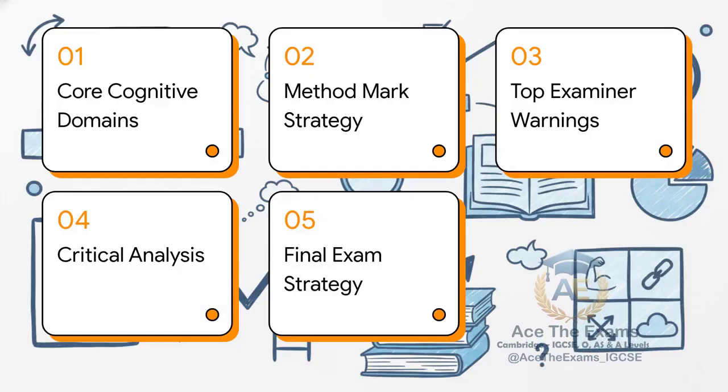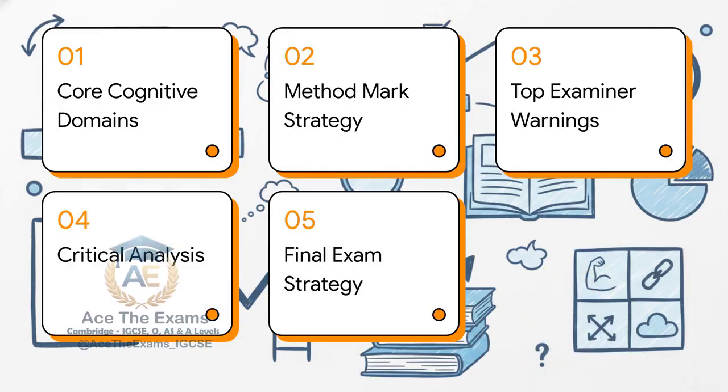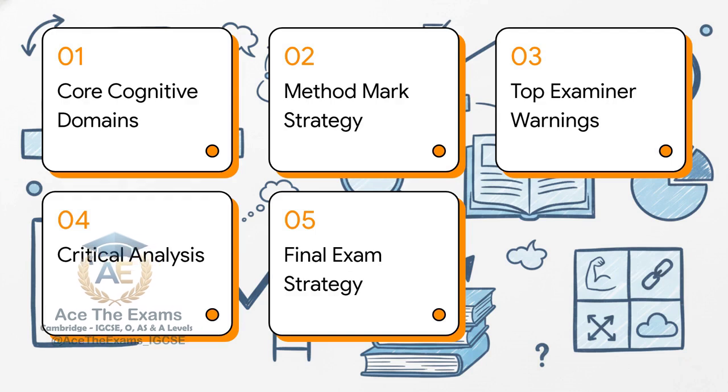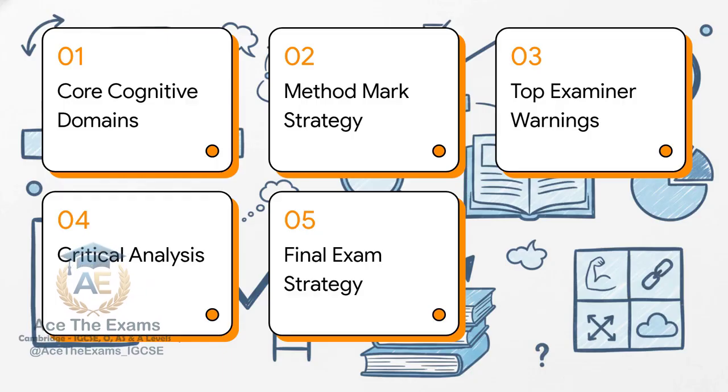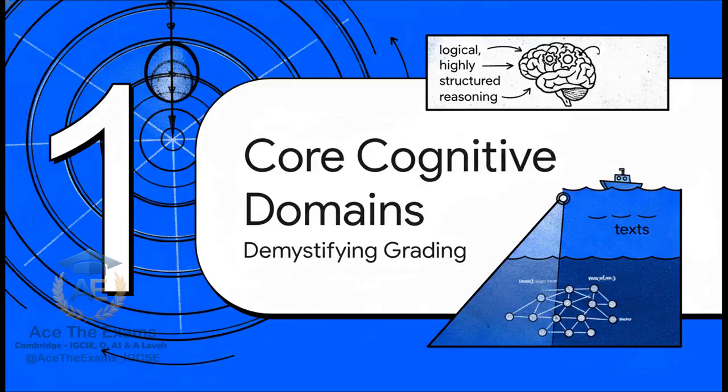Here is today's radar grid initialization. We've got 5 vectors to clear. 1, core cognitive domains. 2, the method mark strategy. 3, top examiner warnings. 4, critical analysis. And 5, our final exam strategy. All right, Vector 1, cognitive domains.